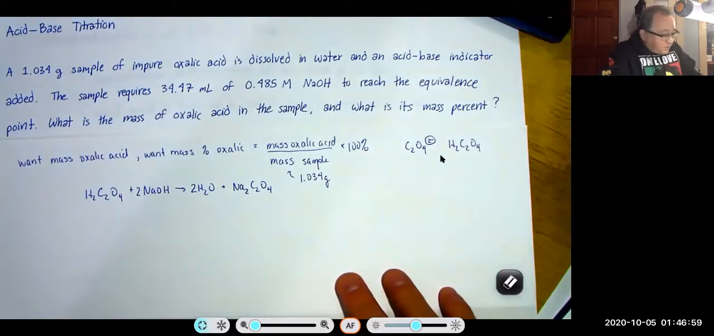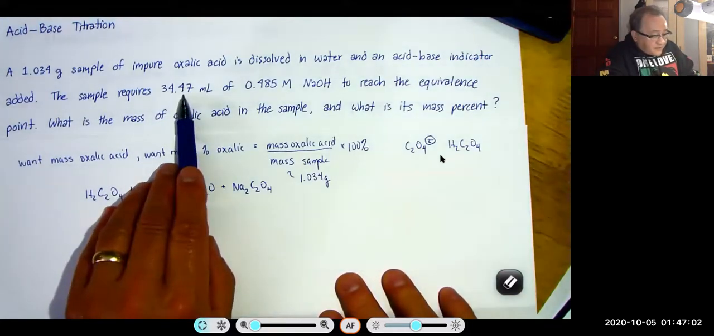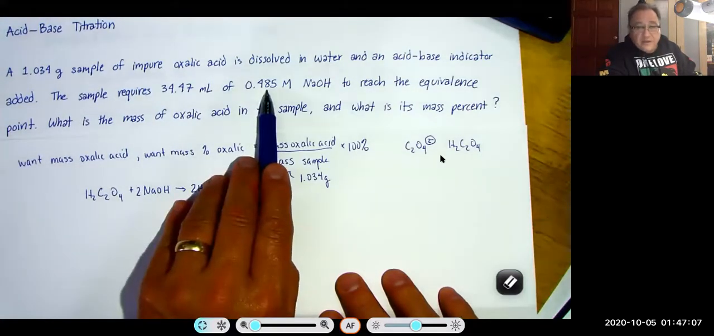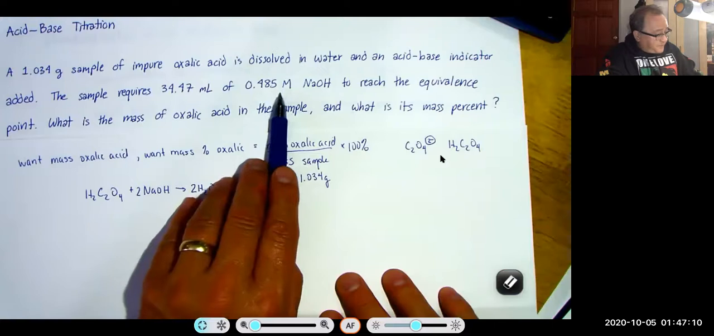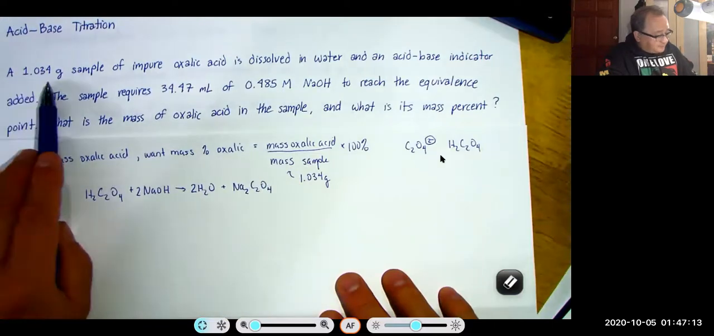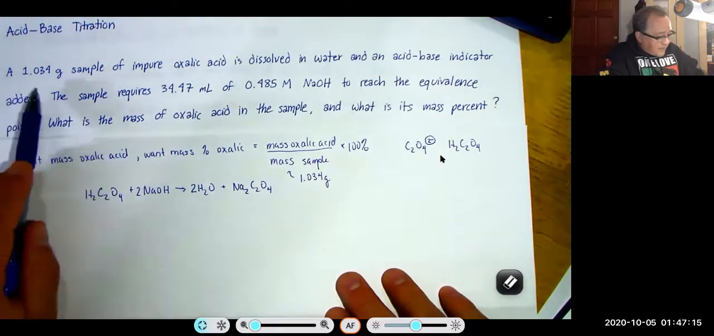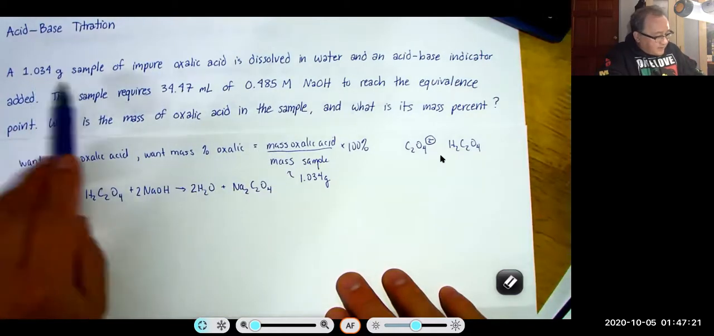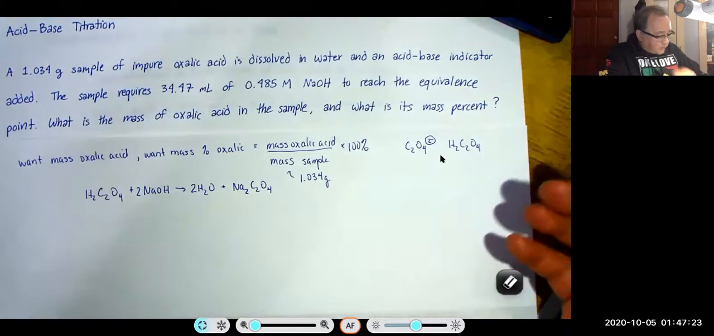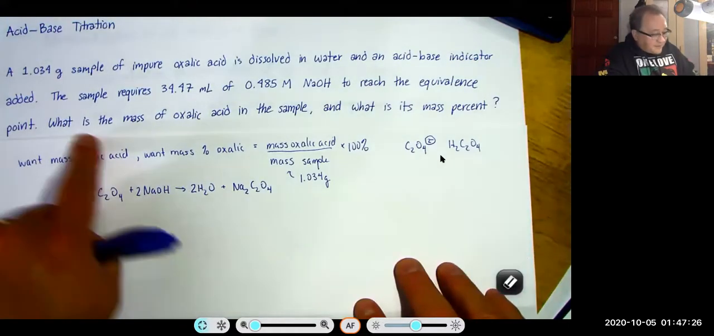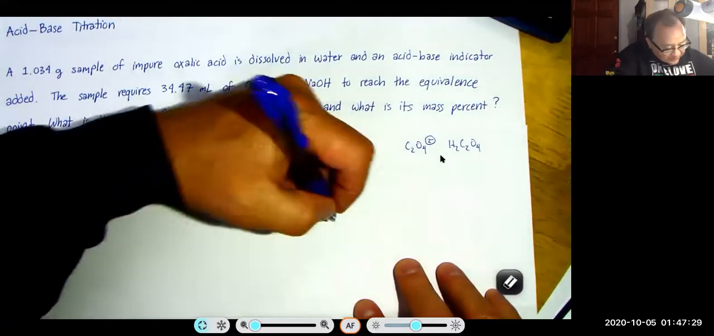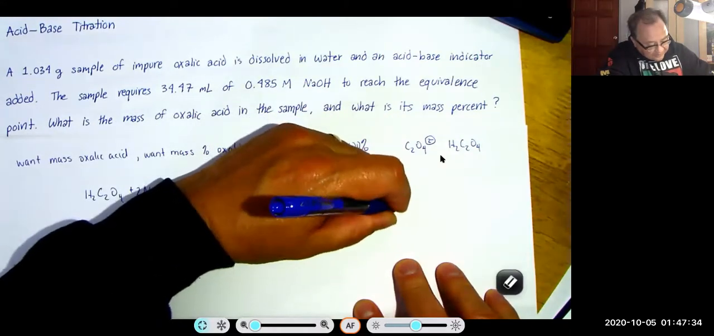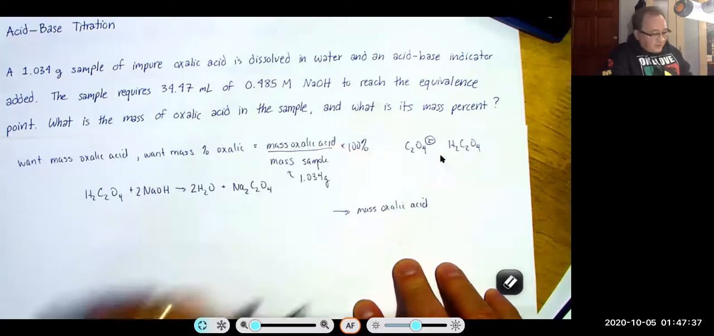And here we have 34.47 milliliters of the sodium hydroxide solution with a molarity of 0.485 molar. And we have the gram sample. So here, I have this ratio here, and I have this gram sample here, and I have the milliliters here. So what do I want to start with if I want to get to the mass of oxalic acid? So here I'm going to put mass of oxalic acid. So how am I going to get there?